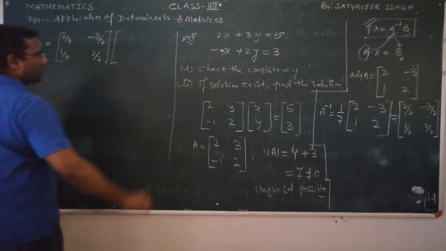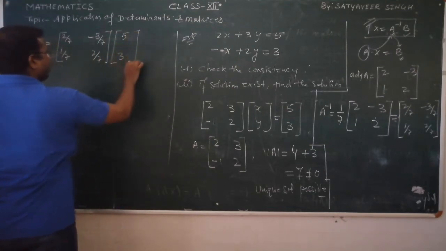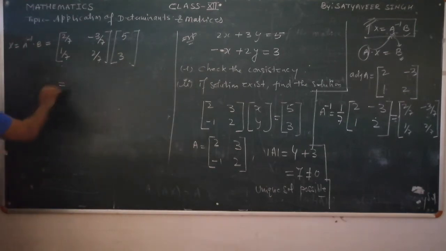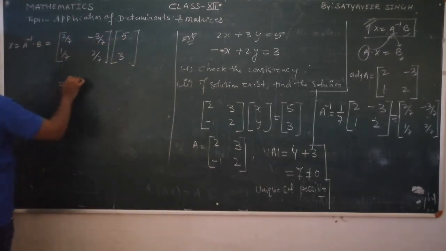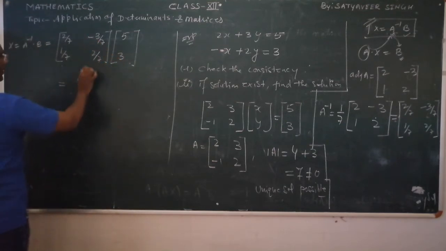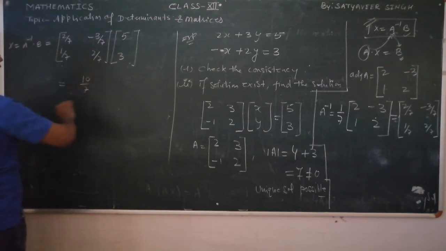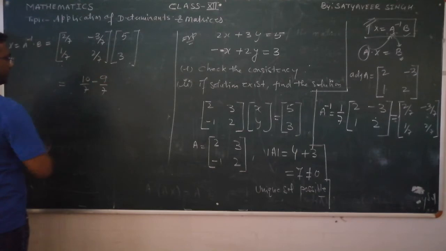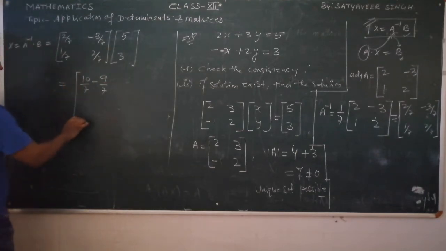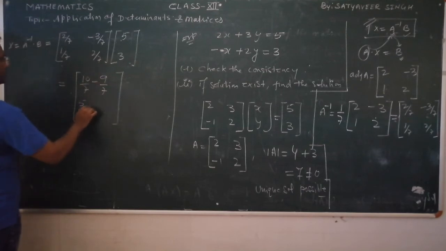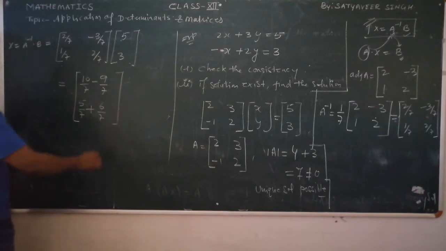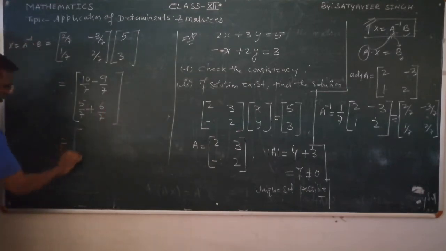This matrix and matrix 5, 3 we are multiplying. So here we can say this into this means it is 10 upon 7, and this into this. So I am writing this 10 upon 7 minus 9 upon 7. It will come in a matrix of order 2 by 1. Then this into this, it is 5 upon 7. This into this, it is plus 6 upon 7. Further, if you will solve, you will be getting here now.